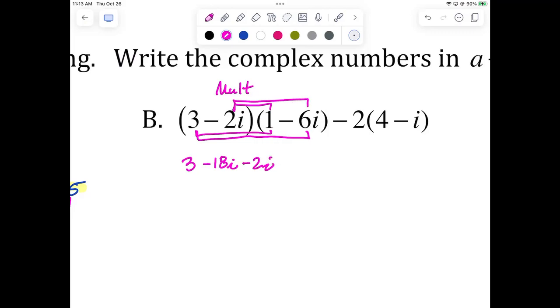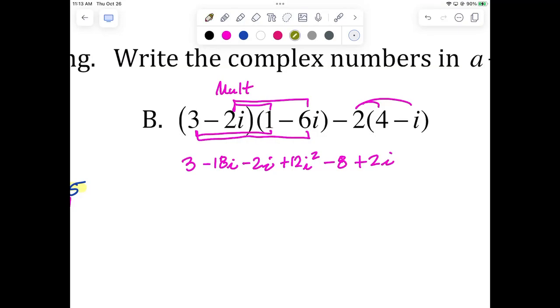And then I go -2i times -6i. Here's where you got to be careful. What's -2 times -6? +12. What's i times i? i squared. I'm going to leave it as i squared right there. That's +12i squared. Okay, good. Now I distribute a -2 and I get -8. And then I get +2i.